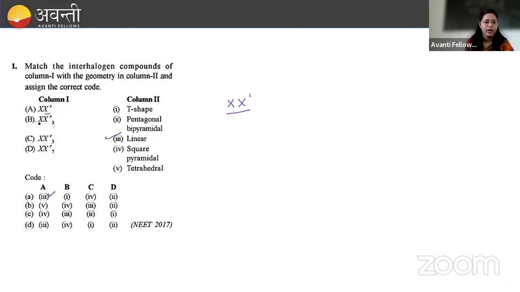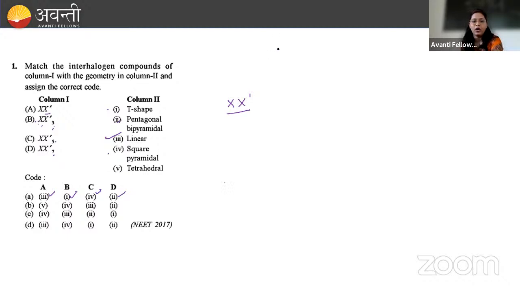These are 3 and 1. 4 atoms are present. The central atom is 1 and surrounded by 3 atoms, so it is going to have a T shape. Next, 5 atoms are surrounding a central atom, so when we see the structure, it is square pyramidal in shape. And next, 7 atoms are surrounding a given atom, so it is pentagonal bipyramidal in shape. So here option A is the correct answer.